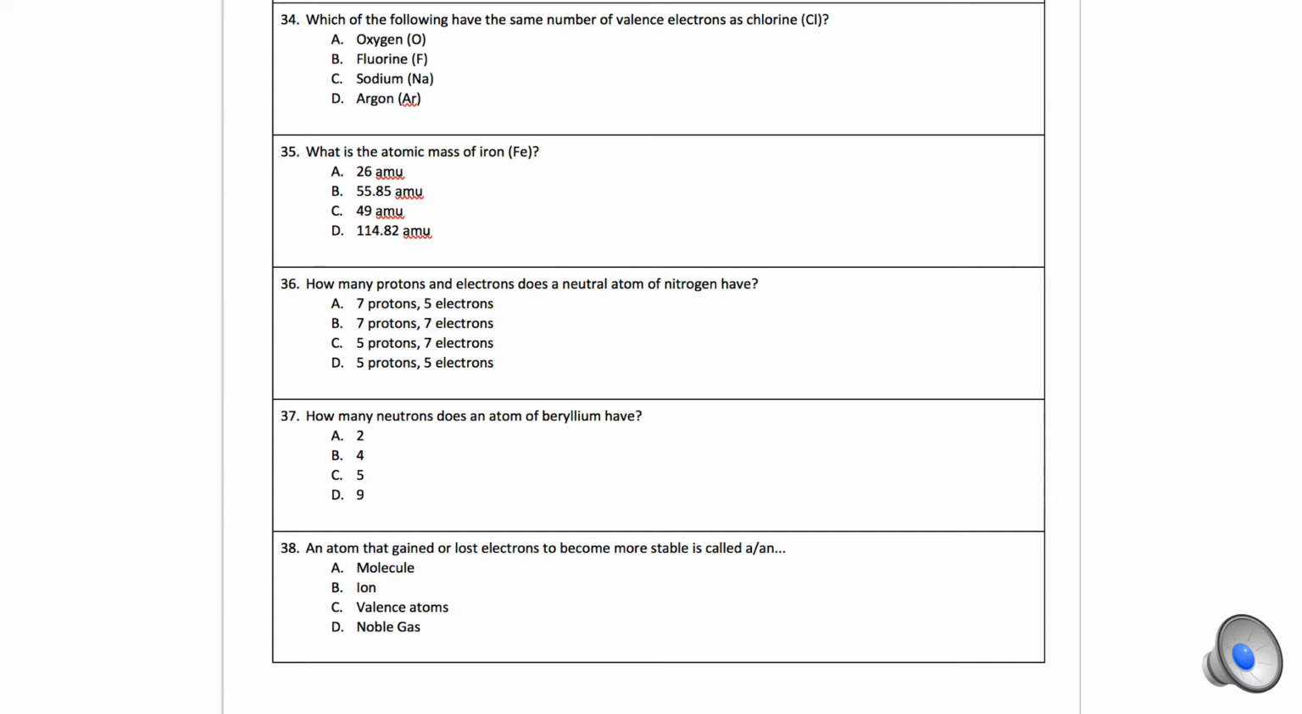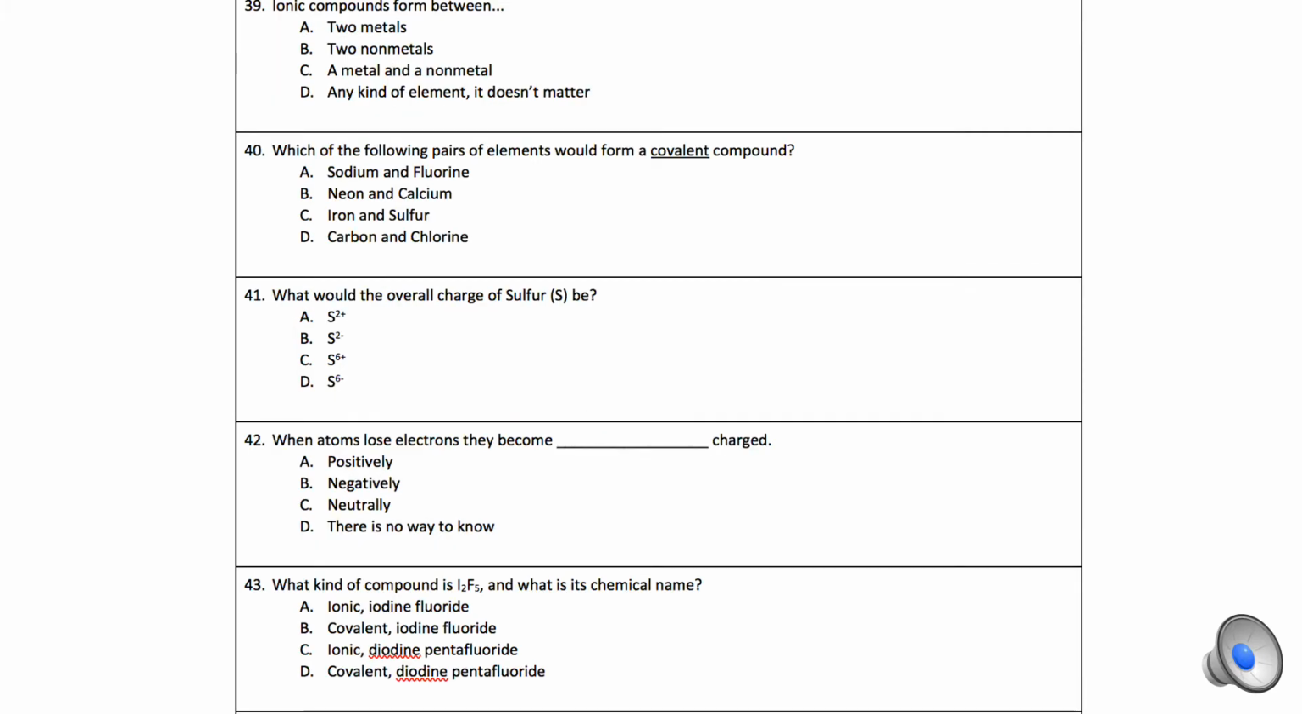Number 38. An atom that gained or lost electrons to become more stable is called a/an: A, molecule, B, ion, C, valence atoms, or D, noble gas. Number 39. Ionic compounds form between A, 2 metals, B, 2 nonmetals, C, a metal and a nonmetal, or D, any kind of element, it doesn't matter.